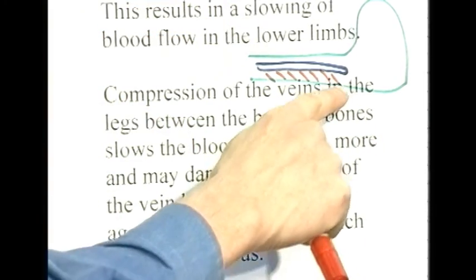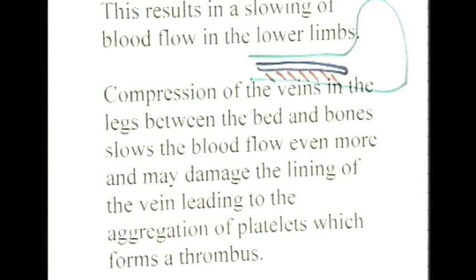And of course we've said that the deep veins go through the muscles, therefore the veins are compressed in the muscles by the weight of the bones. So compression of the veins in the legs between the bed and the bones slows down blood flow even more. And as well as slowing down blood flow, there's a possibility that it might damage the lining of the veins.